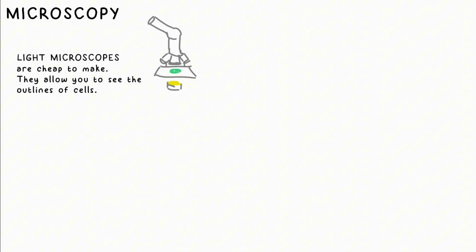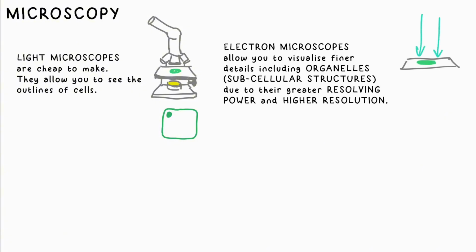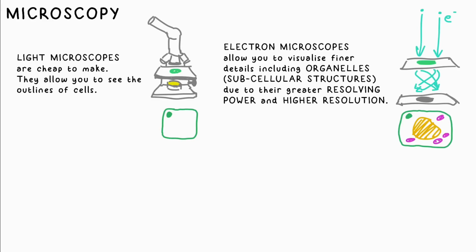We can see cells with a normal light microscope and maybe the nucleus, but the subcellular structures won't really be visible. Using an electron microscope, however, allows us to see far finer details so we can see an image of the organelles. As such, these microscopes have a better resolving power and a higher resolution, we say.